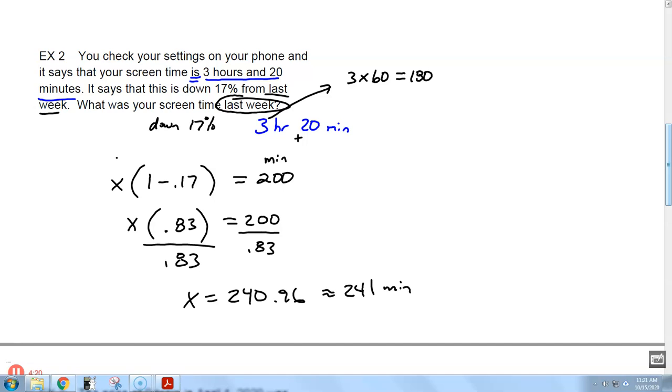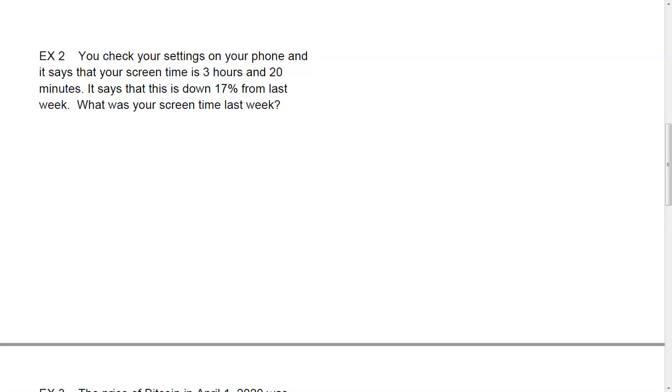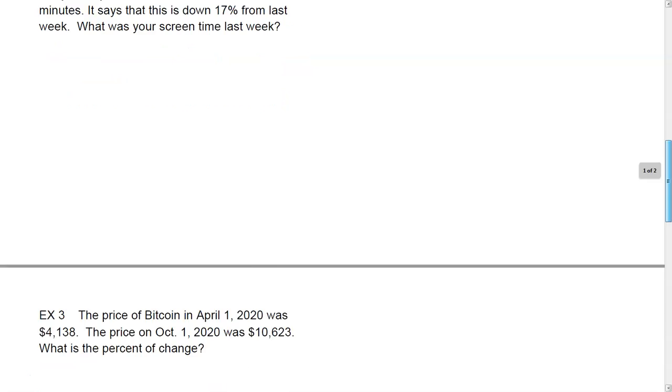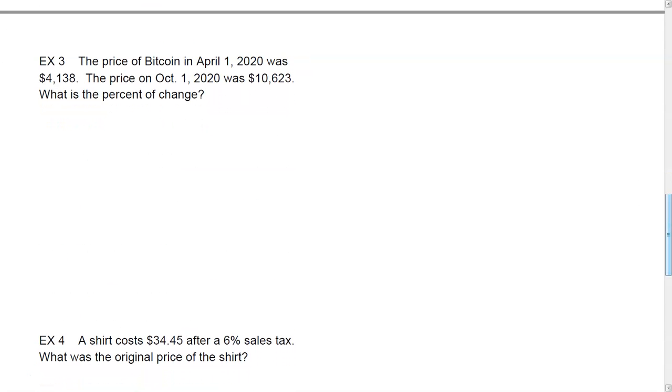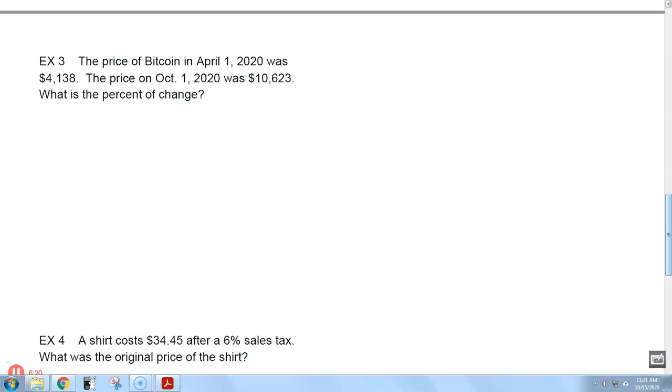Now, if you needed to, we could divide by 60, and 60 goes in there 4 times, so 4 hours, and then there'd be 1 minute left over. So this must be last week, this was this week, and yes, it looks like there was a decrease. Going on down to number 3, the price of Bitcoin. I'm always interested in Bitcoin. I'm invested in some Bitcoin. The price of Bitcoin on April 1st, 2020 was, so that tells me it was in the past.